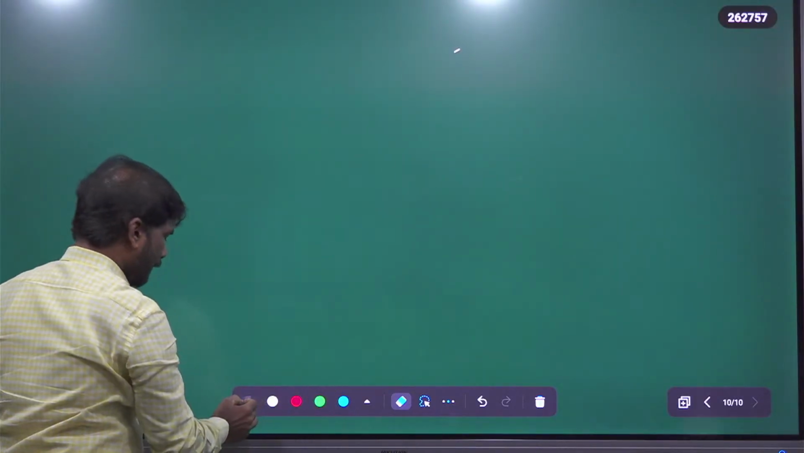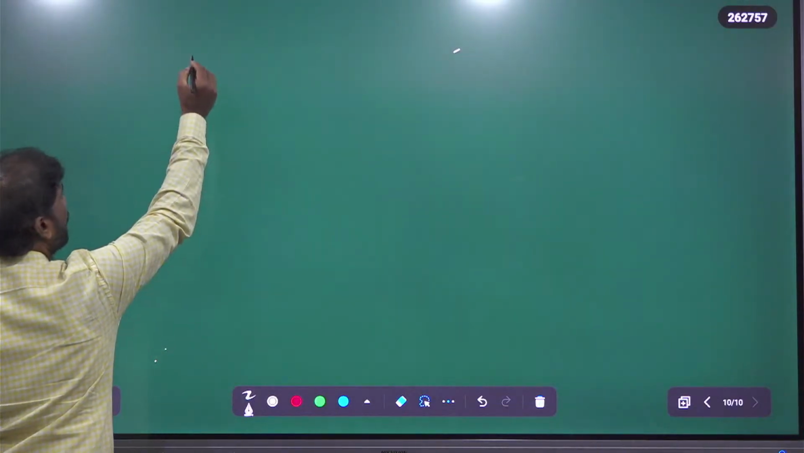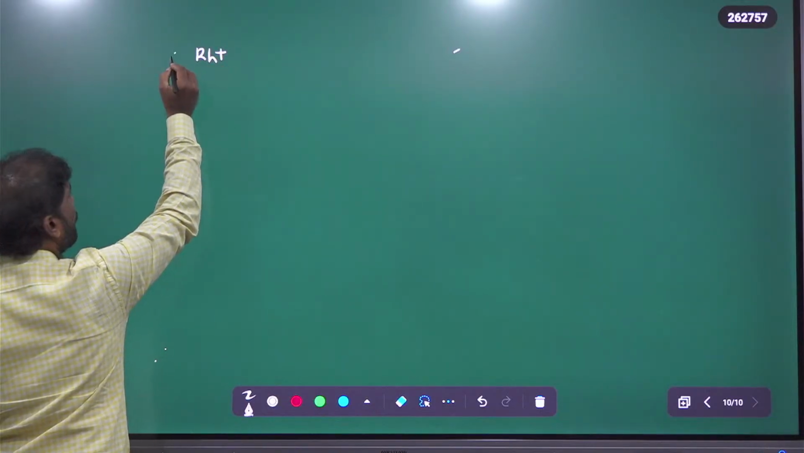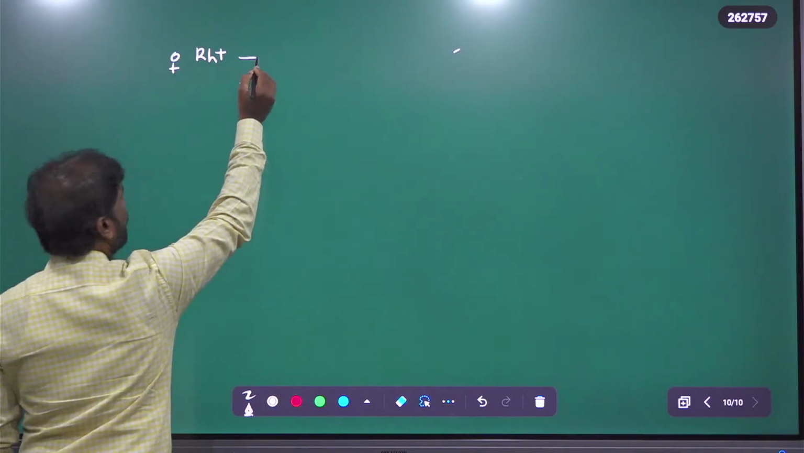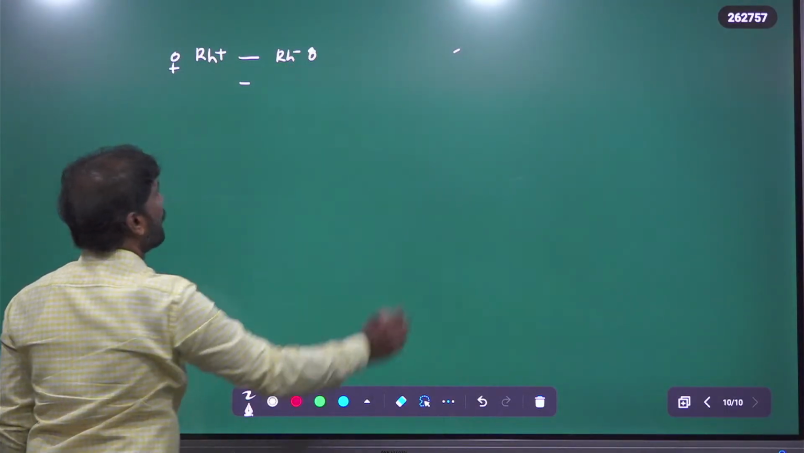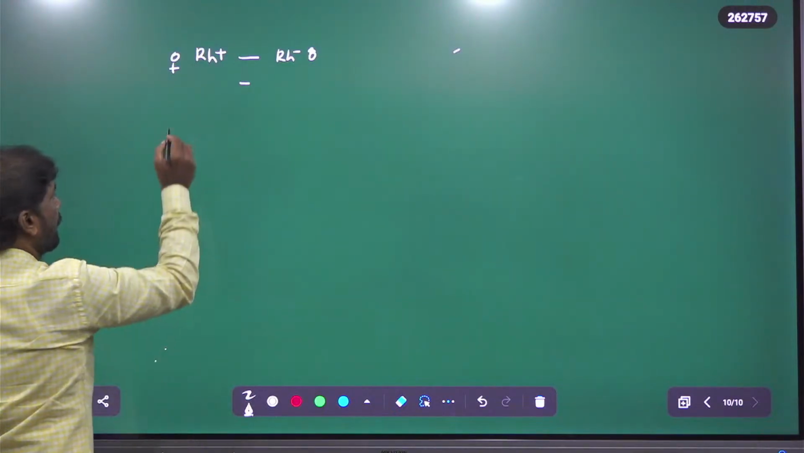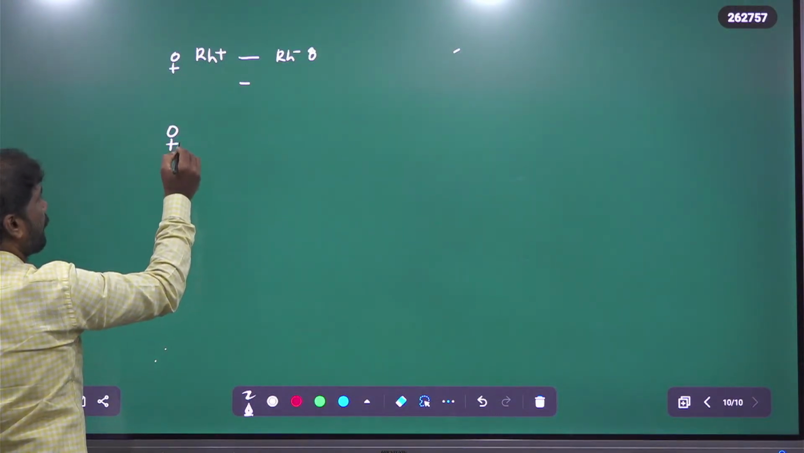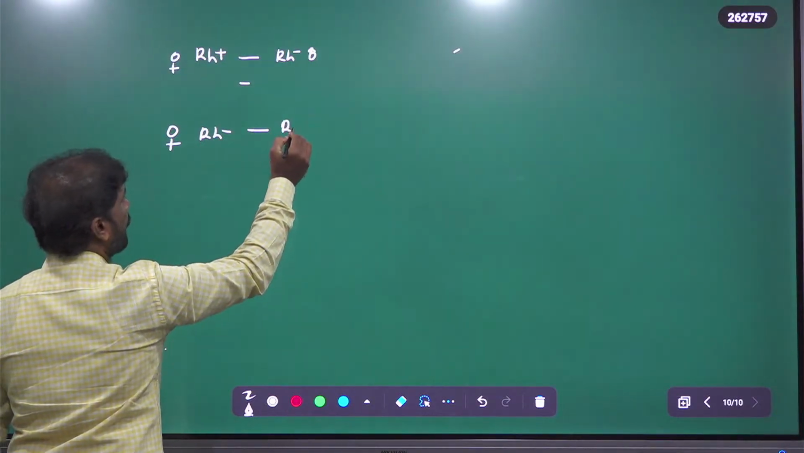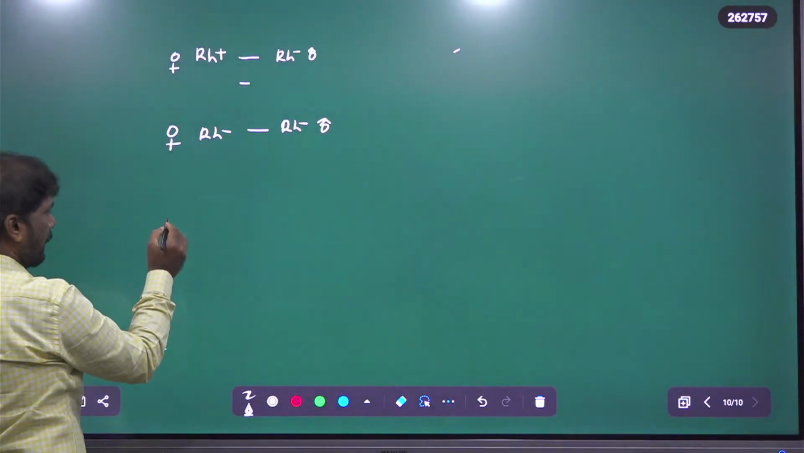So which type of marriages should not be advised? Here you can see the first one: an Rh positive female and an Rh negative male. Is it an acceptable marriage or not? The second one: the female is Rh negative and the male is Rh negative. Is it acceptable or not?